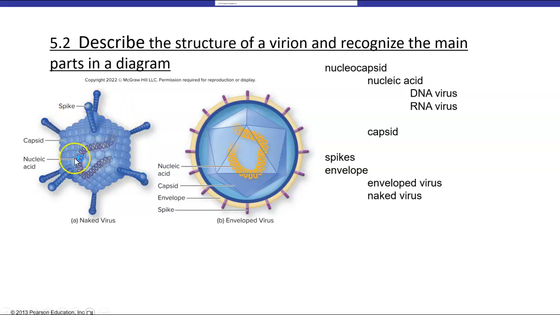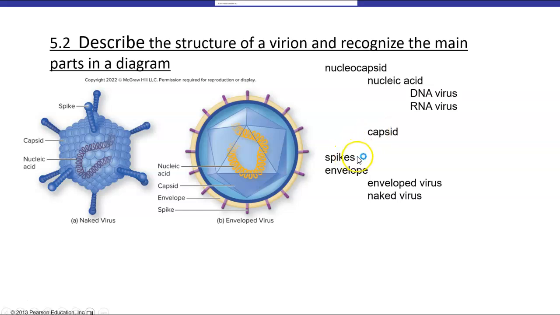So notice they're not cells. These aren't cellular parts. They're just chemical parts. So the nucleic acid, as we already said, is going to be DNA or RNA. In this one, this capsid is a hollow ball, and in this example too, and that nucleic acid, that DNA or RNA, is on the inside. The nucleic acid contains the genetic information, and the capsid, the protein coat, is a protective layer on the outside of that nucleic acid.